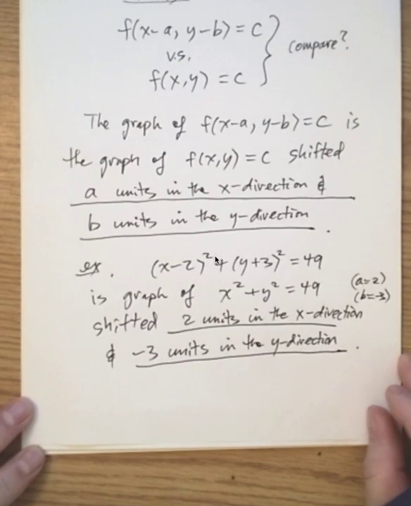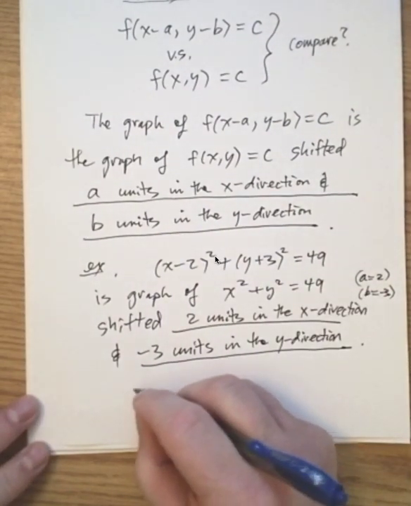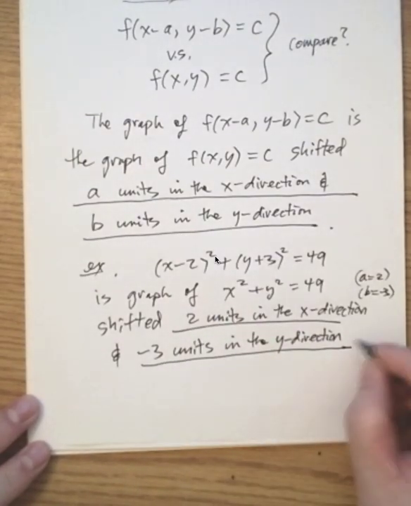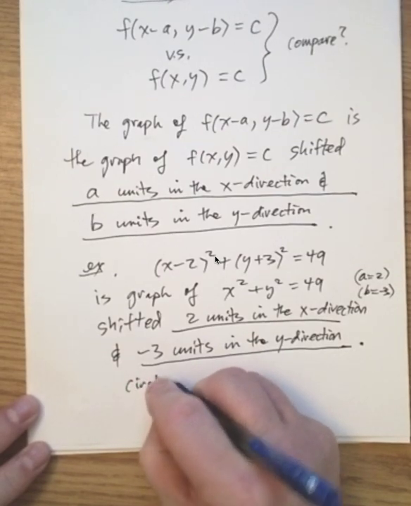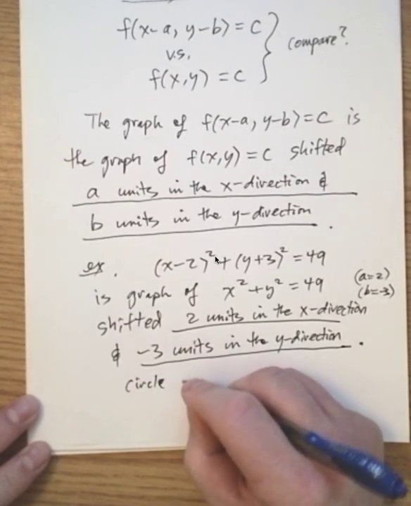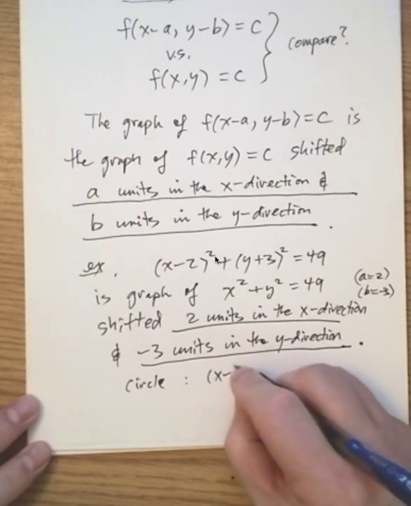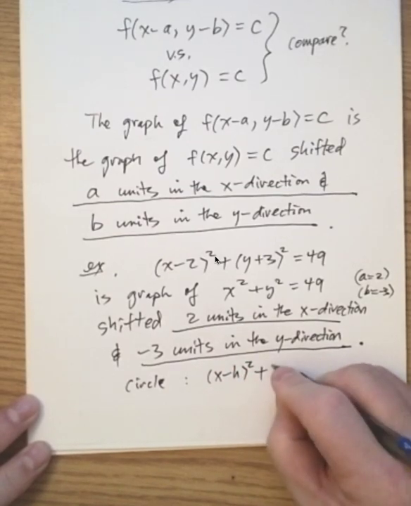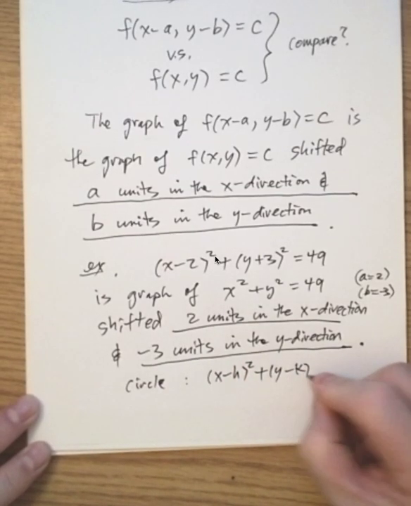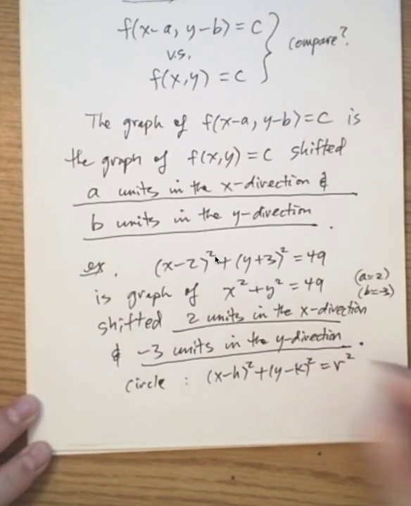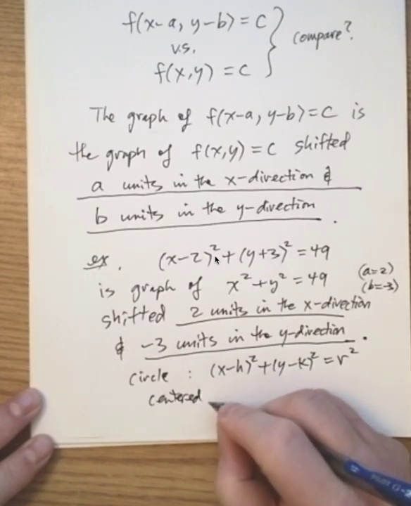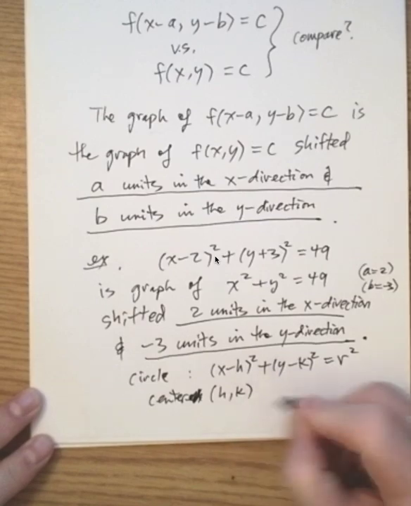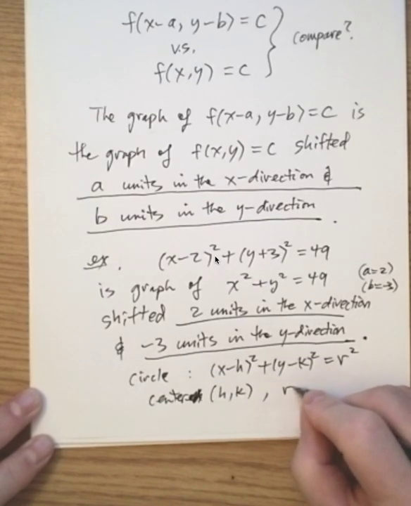Okay? By the way, just as an aside here, this problem's really done, but do you guys remember that a circle that looks like this, x minus h squared plus y minus k squared equals r squared, has what? Center hk, and radius equals r.